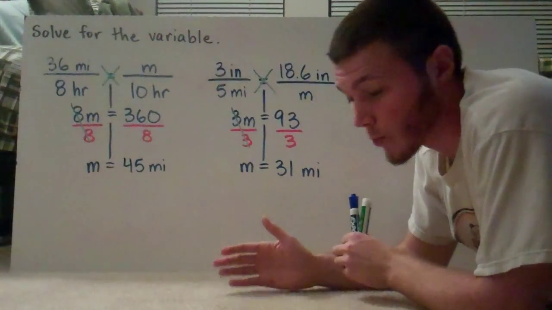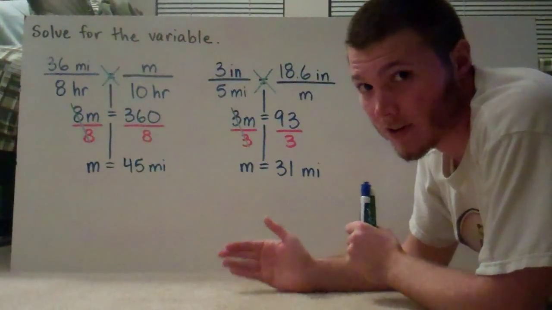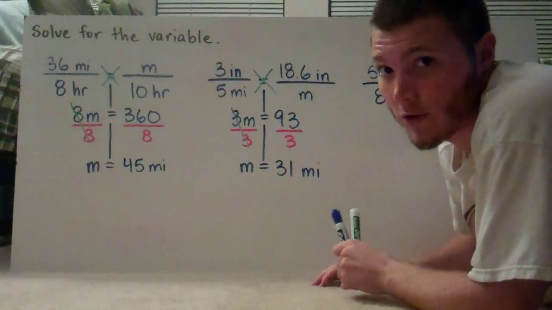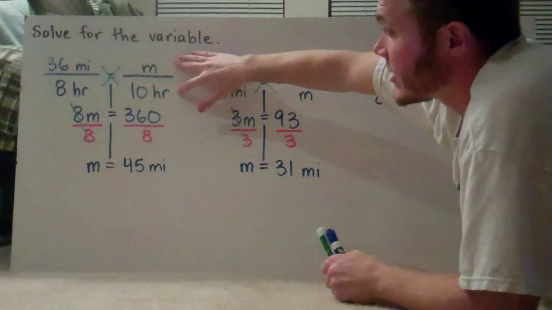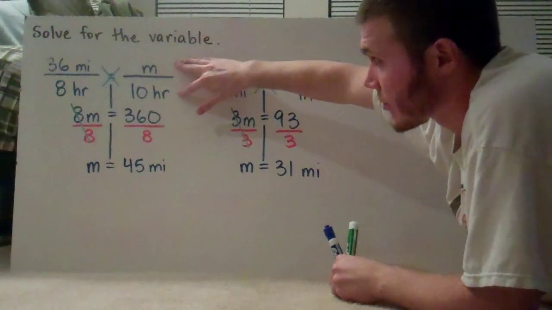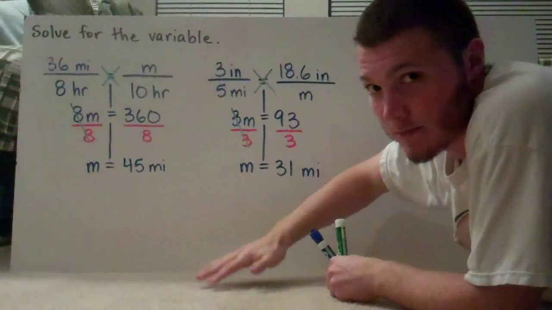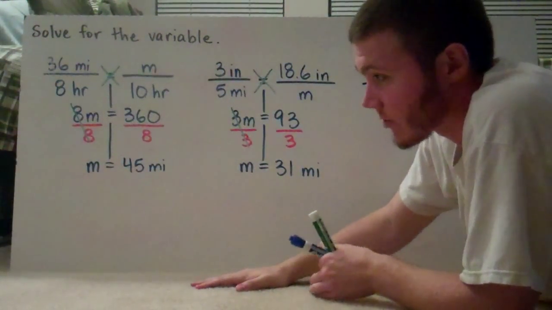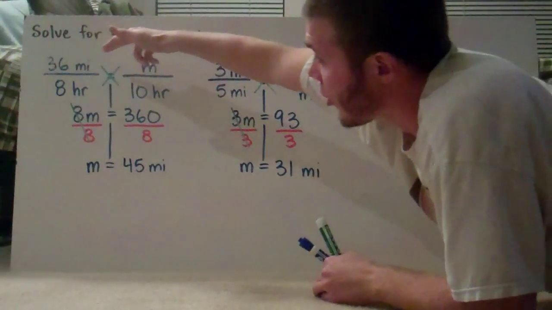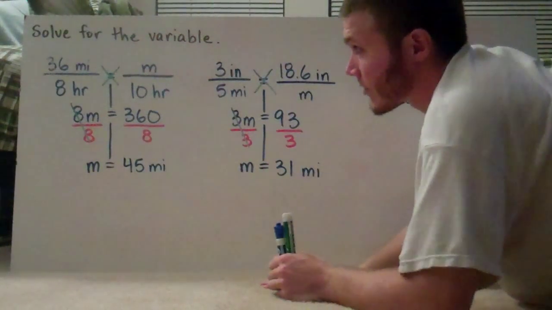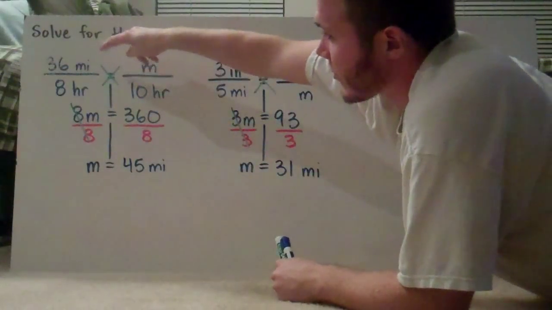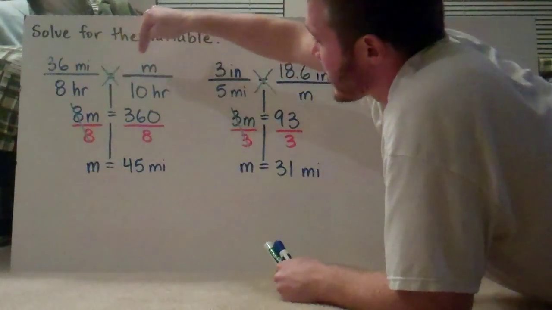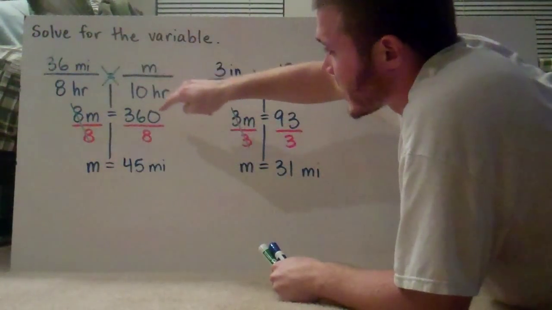That's very important when you set up two ratios equal to each other, especially when you're solving for a variable. So if hours are on bottom, any value that is in hours needs to be on bottom. Those stay on bottom. Miles, if you're going to put them on top, all the values that deal with miles need to stay on top. Okay? So, anyway, now when we cross multiply, 8 times m is 8m, 36 times 10 is 360.